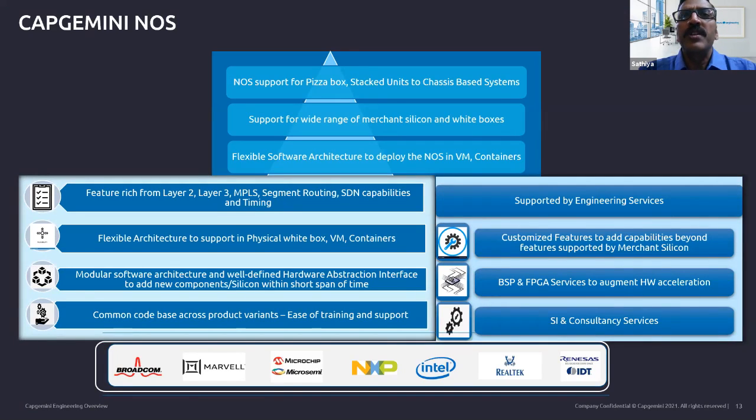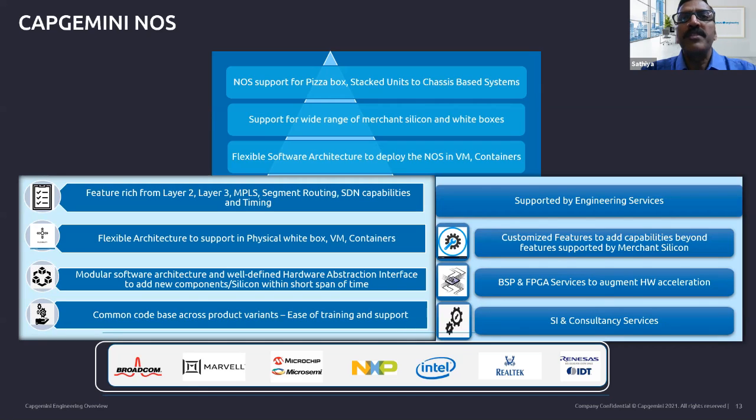Capgemini NOS is built from ISS, the networking software, which has been widely deployed by tier 1 and tier 2 service providers, large industrial networks, and enterprises across North America, Europe, and Asia Pacific for the past 25 years. The Capgemini NOS supports a flexible architecture where the software can run in a physical white box, a virtualized environment, or in a containerized environment as microservices.